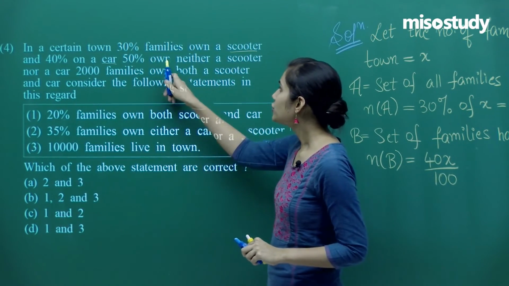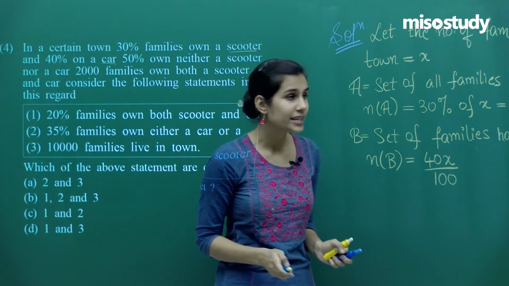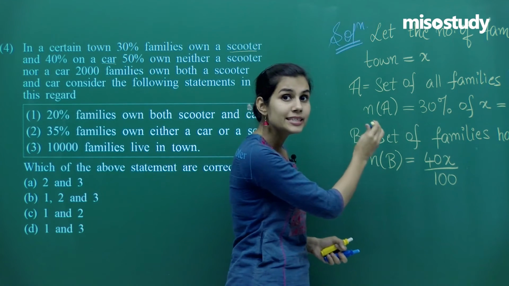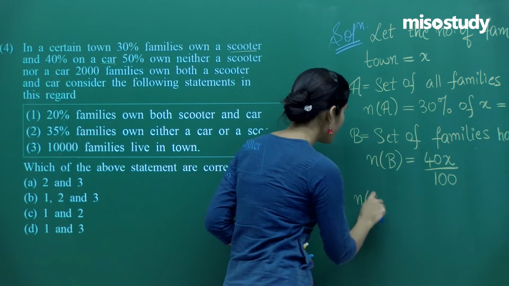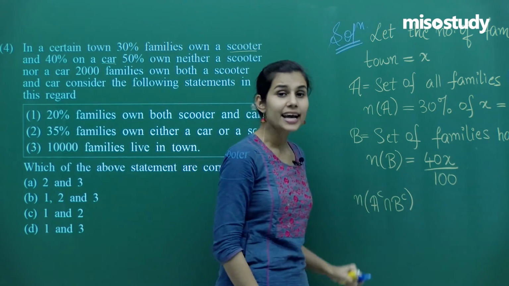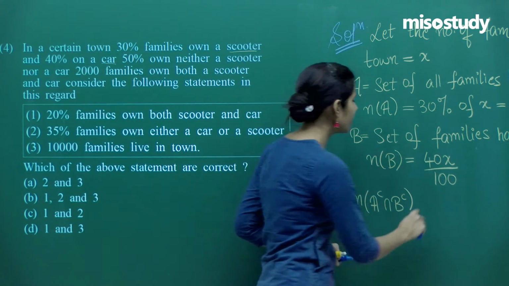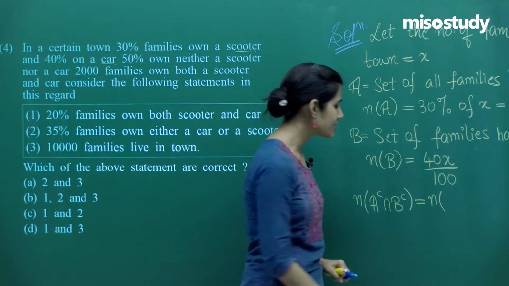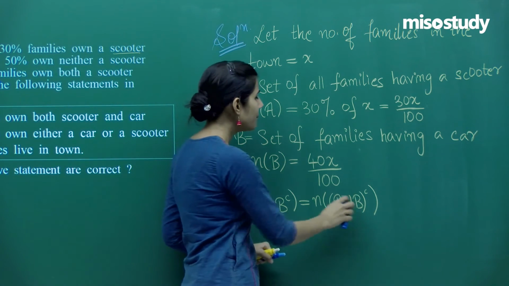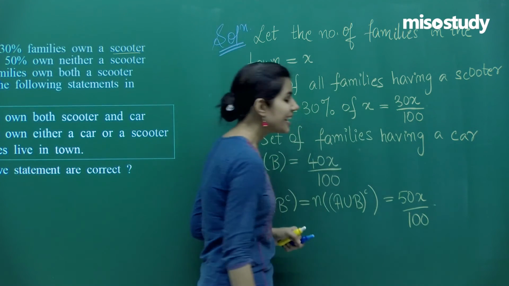Then it is saying 50% own neither a scooter nor a car, which means 50% of the total families are not in set A and not in set B. That means they are in A complement and in B complement. Therefore, the number of members in A complement intersection B complement is the number of families who are not in set A and not in set B, which means they don't have a scooter and they don't have a car either. By De Morgan's law, this expression is the same as A union B whole complement. The number of members in A union B whole complement is 50%, therefore 50X upon 100 is this number.